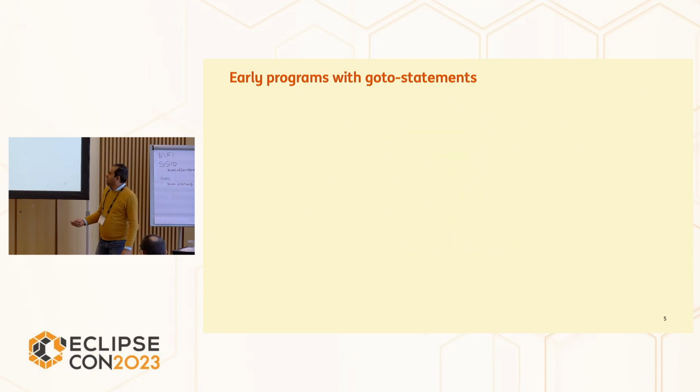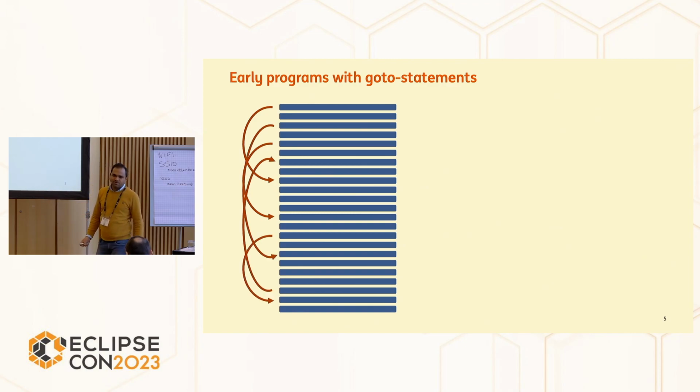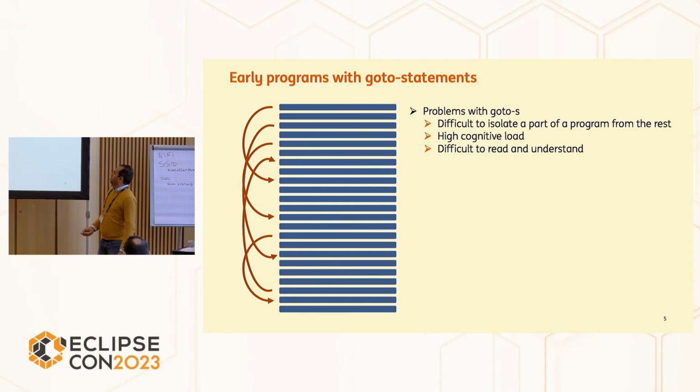Let's start. Let's go way back in time. Let's start with early programs. Early programs were a sequence of instructions with some gotos in between. But the problem with gotos is that if you have a lot of them, your code literally becomes like spaghetti. The term spaghetti code, in fact, comes from this. Now, the problems there are that it's difficult to isolate a part of the program from the rest of the program. Also, there is high cognitive load in understanding this, and it is difficult to read and difficult to understand.